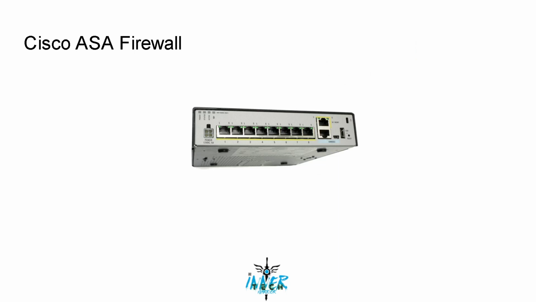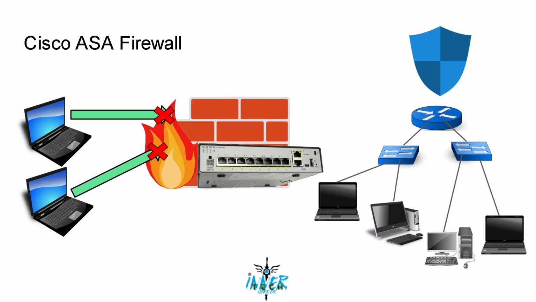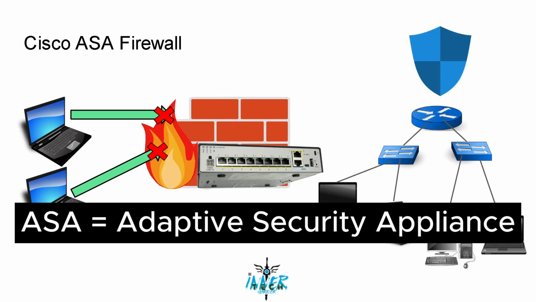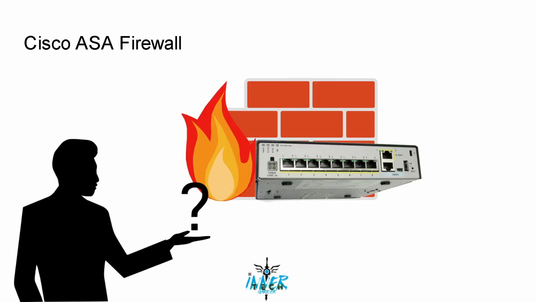But before we start, what exactly is a Cisco ASA firewall? A firewall is like a shield that protects your network from attacks and unauthorized access. The Cisco Adaptive Security Appliance, or Cisco ASA, firewall blocks bad traffic and enforces security rules, so this keeps your network safe. Why use a Cisco ASA firewall?